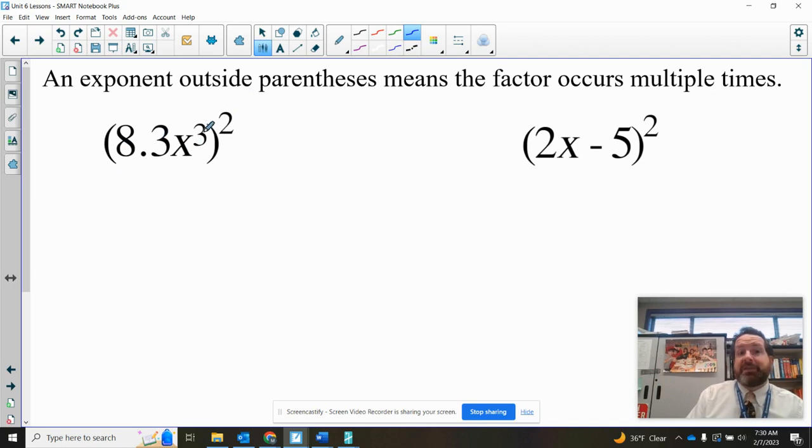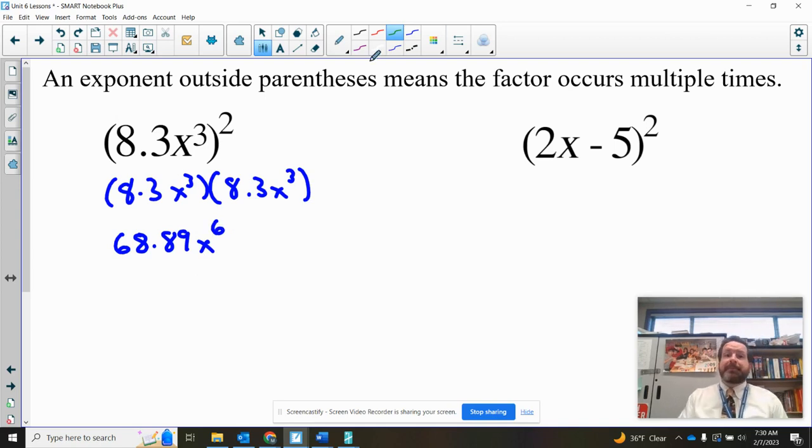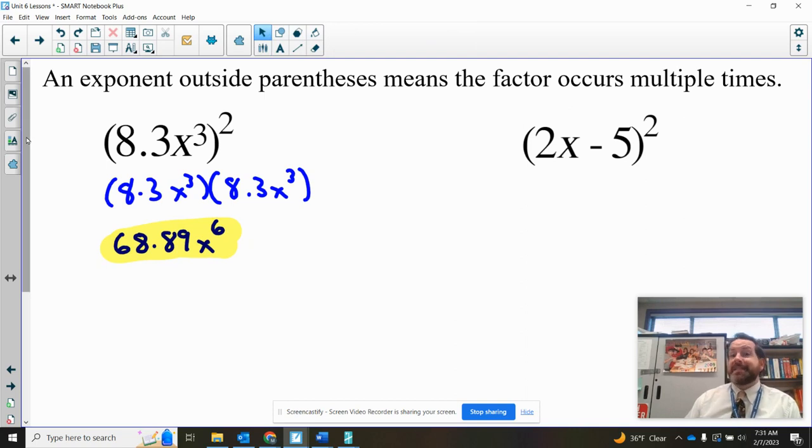So 8.3x to the third in parentheses to the power of 2 just means this: 8.3x to the third times another 8.3x to the third. That's it. So it means take 8.3 times 8.3, which is 68.89, and take x to the third times another x to the third, which should leave you with x to the sixth altogether. So parentheses with an exponent just means take what's in the parentheses times itself.